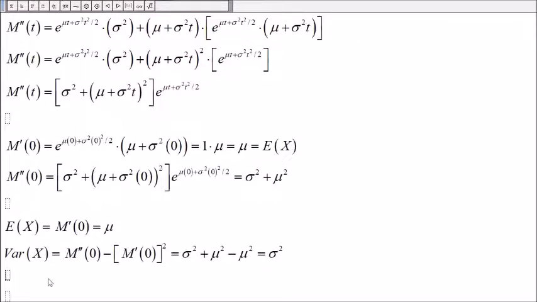And so this shows how the expected value of x and the variance of x are related to the moment generating function.